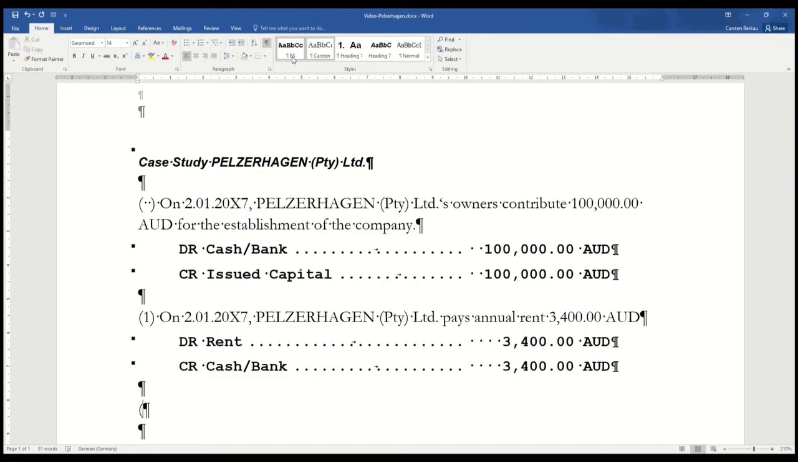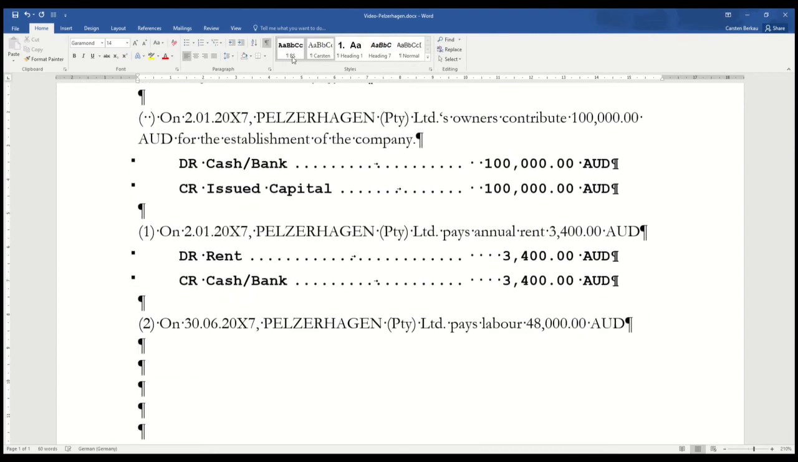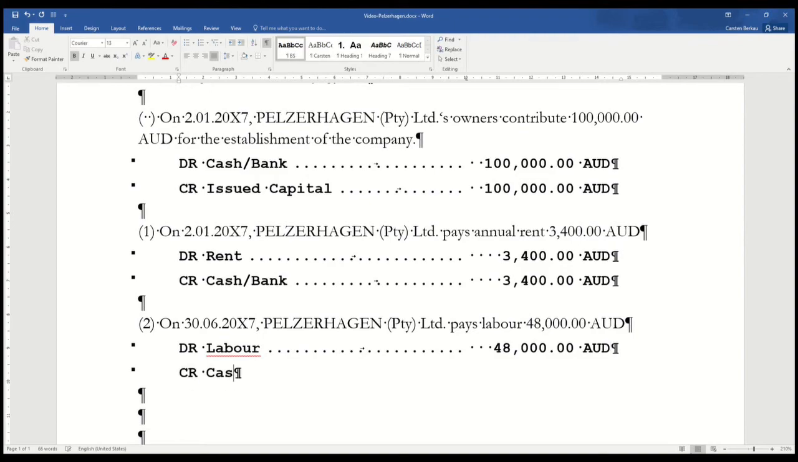Now the second activity is very similar to the first one, so we have to consider labor. We want to record this in the middle of the year to keep the case study simple. So on the 30th of June in 2007, pays labor $48,000. So the labor is an expense, so we have to record it on the debit side. Labor, $48,000 Australian dollars, and the credit entry is in cash bank.